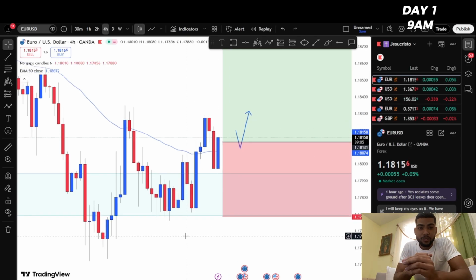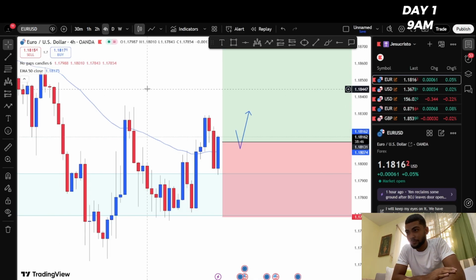So I got the weekly bearish, the daily time frame bullish, and the 4 hour time frame bullish. So I need two consecutive time frames in sync before taking a trade, or before being interested in taking a trade. So I have the daily and the 4 hour bullish.